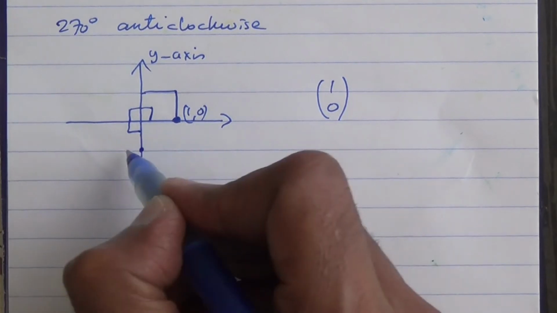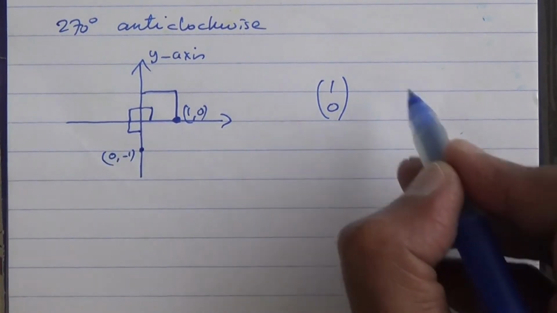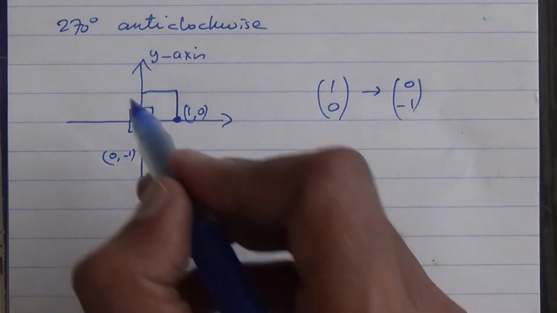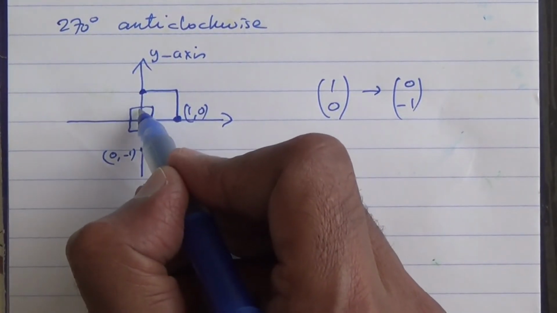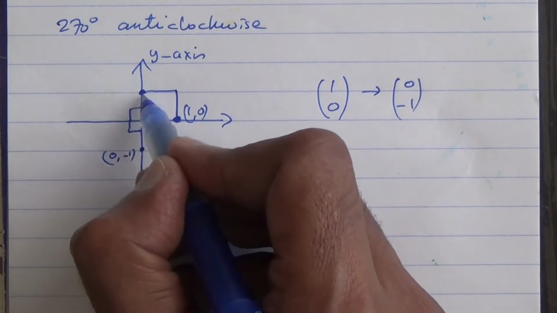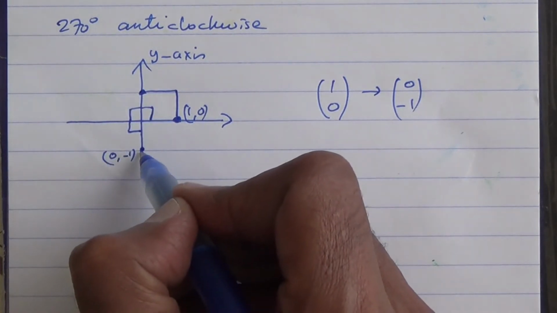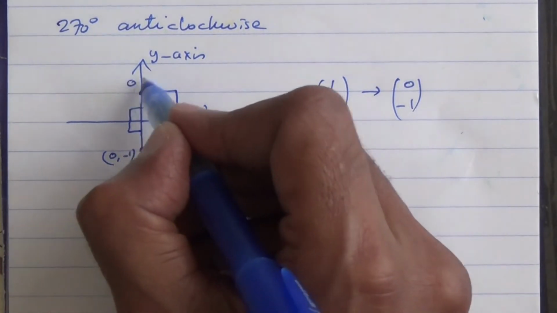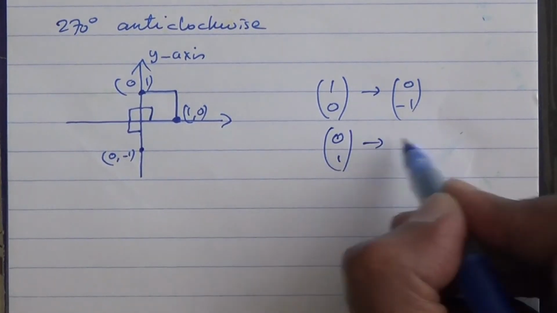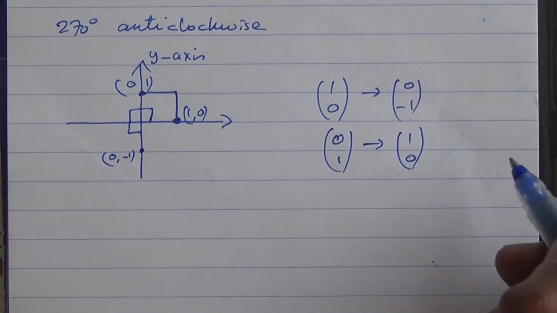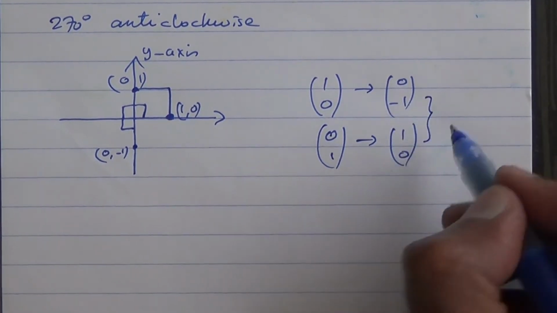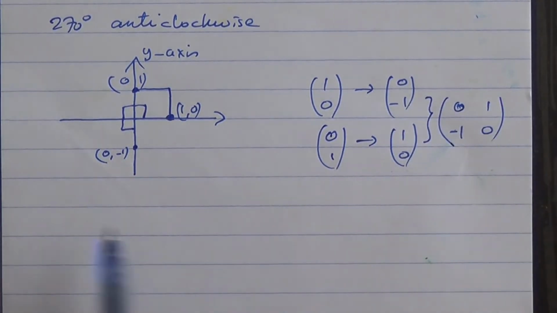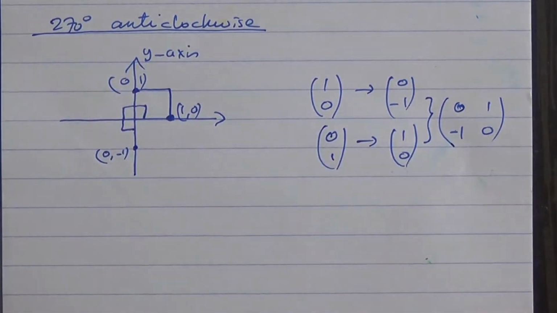So this is (0, -1). So we've got (0, -1). And of course now this point here also is going to rotate 270 degrees. So 90 falls down here, another 90, another 90, that makes 270, it falls over there. So (0, 1) becomes (1, 0), and your resulting matrix is now [0 -1; 1 0]. So here we are. This is the matrix for rotation 270 degrees anti-clockwise.